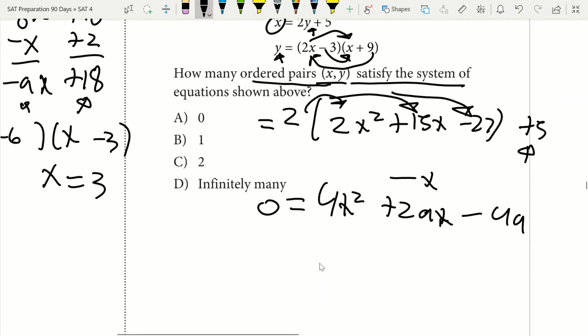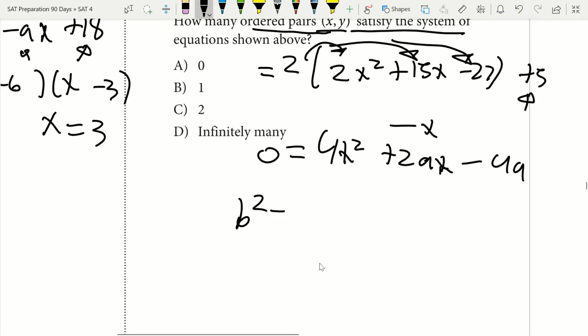At this point, I use what's called the b squared minus 4ac. If that's positive, greater than 0, then that means I have 2 real solutions. So let's take a look and see what that equals. So I've got b squared. B is going to be this 29x.